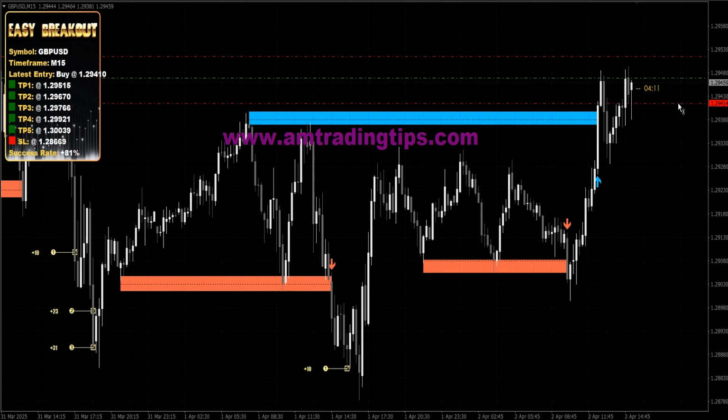Look at the panel on the left. Everything I need is already there. My entry, 5 take profit levels mapped out, and my stop loss, placed below the structure. I didn't calculate a single one of those, so I'm taking this buy trade right now, exactly as the indicator has set it.